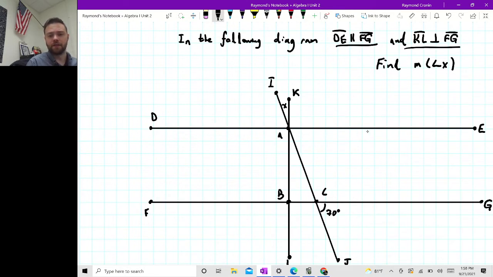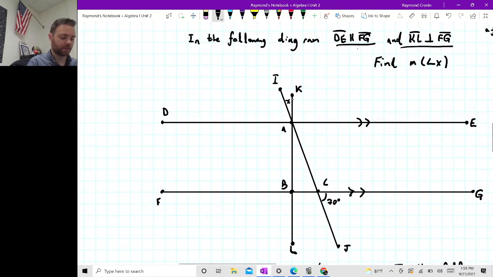So I've got that DE is parallel to FG. So if they're parallel, that means that the transversal through has certain properties, like vertical angles are congruent, alternate interior angles are congruent. We're trying to find X, but we've got this other part of this problem. It says DE is parallel to FG, and then it says KL, this segment KL, so that's this big segment here, is perpendicular to, that's what this upside down T means, perpendicular to FG. So that means it intersects it at a 90-degree angle.